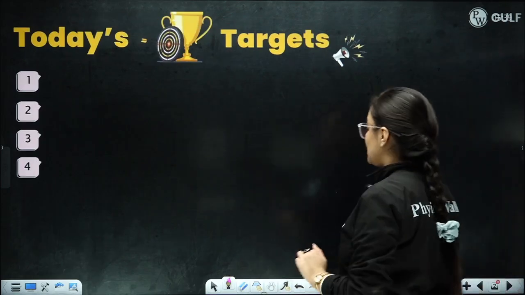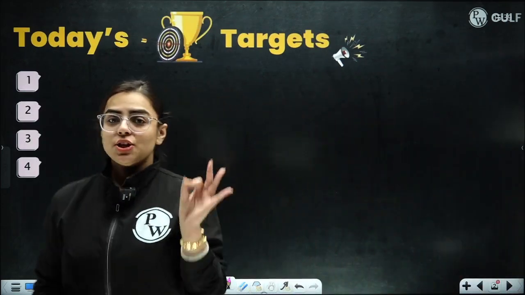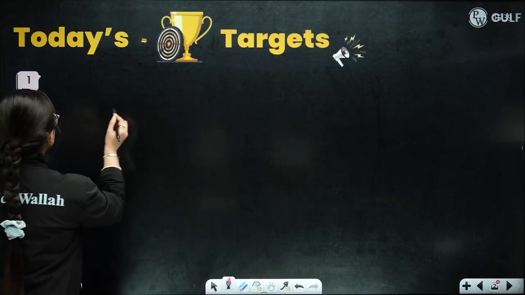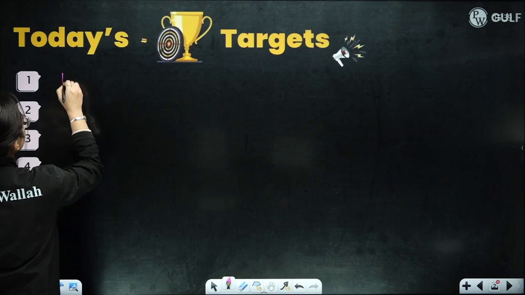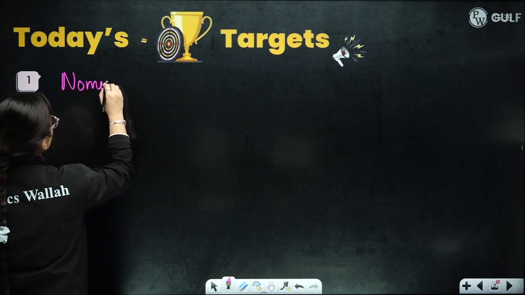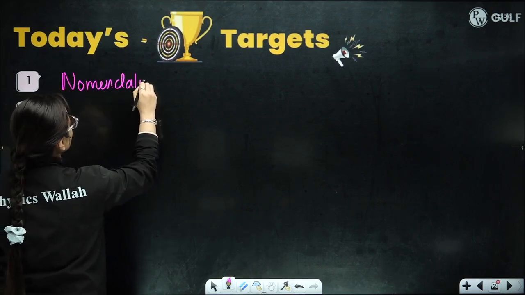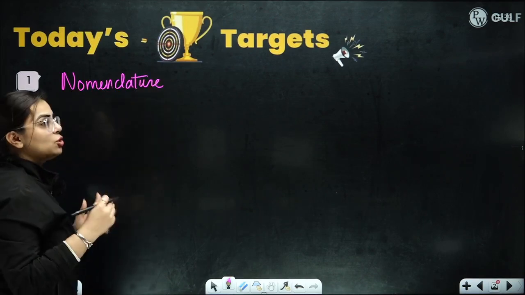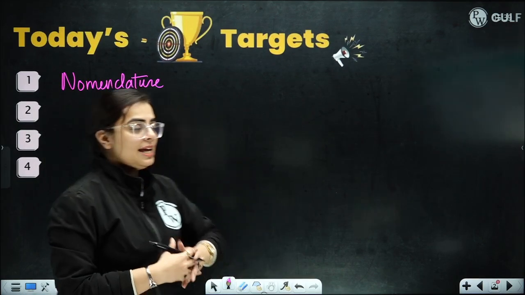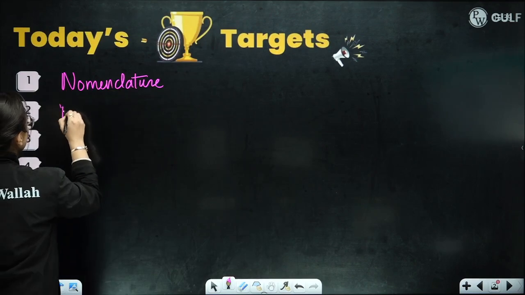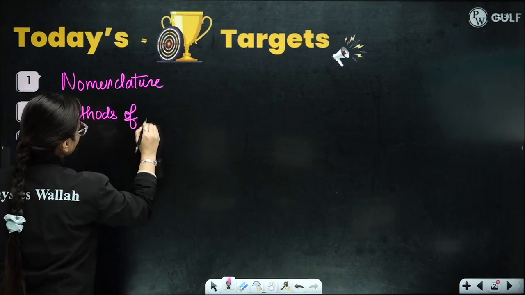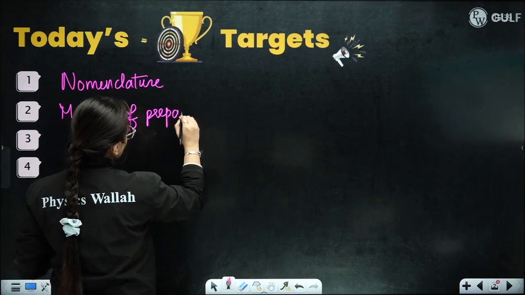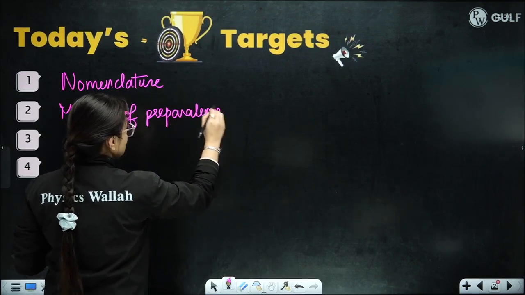Before starting, let me write today's target. The very first segment that we have to finish is the nomenclature part. First of all, we are going to name them. We are going to do the general introduction and the nomenclature with regard to amines. Secondly, students, we are going to cover the methods of preparation of amines.